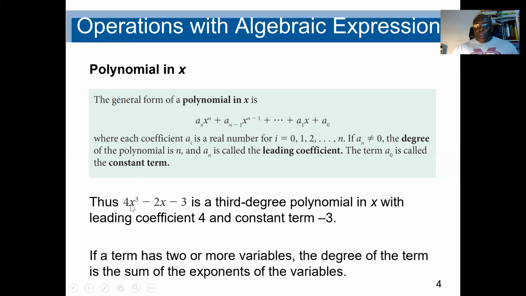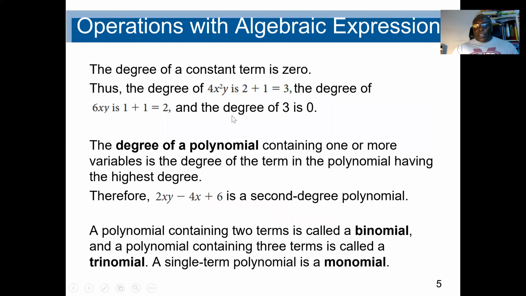Now the degree of 4x cubed minus 2x minus 3: we are going to count the exponent here. We have 3 plus 1, which is 4, so the degree will be 4. We know the constant value degree is 0. Example here also, we have 4x squared y. The degree is 2 because x is raised to the power 2, and y is raised to the power 1, so it will be 2 plus 1, which is 3. Constant value again, the degree is 0.